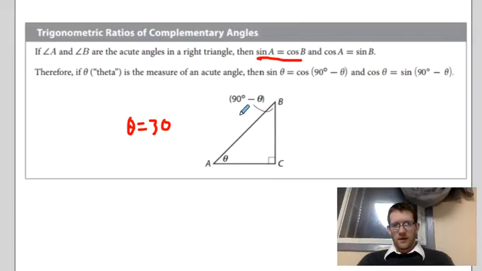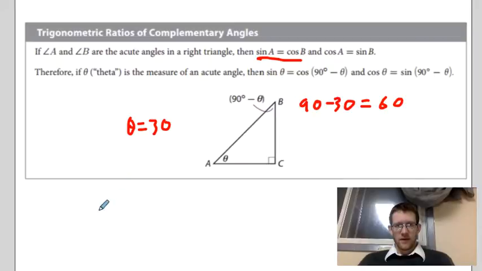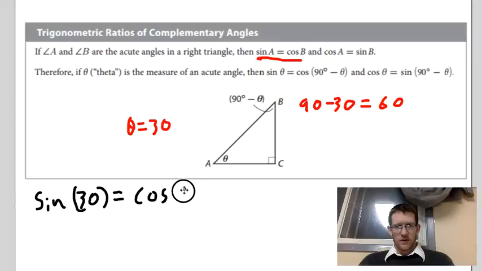Therefore, angle B will be 90 minus 30, and that'll be equal to 60. So we can conclude from this that if there's ever a problem where we can punch this in the calculator, the sine of 30 should be equal to the cosine of 60, and vice versa, right?